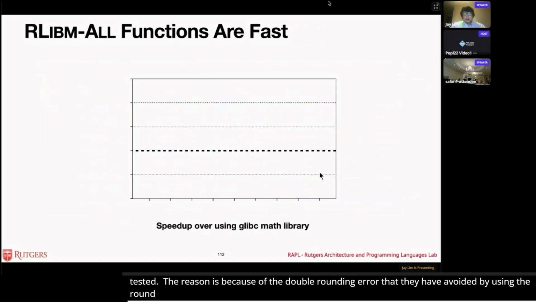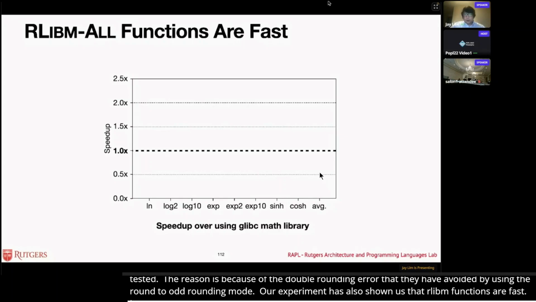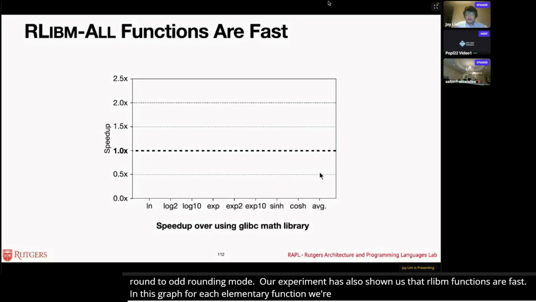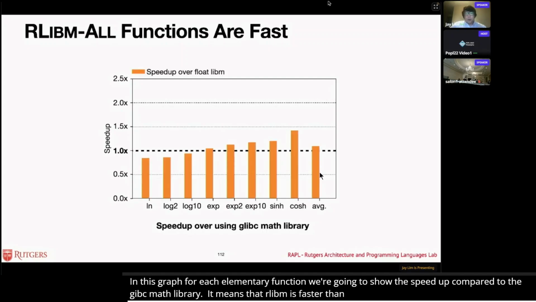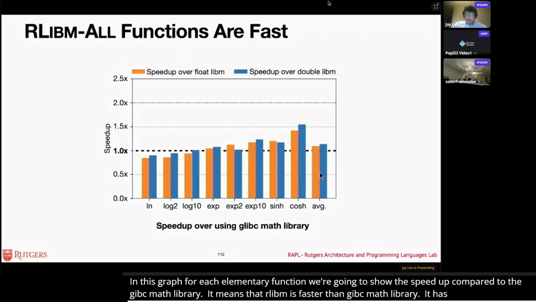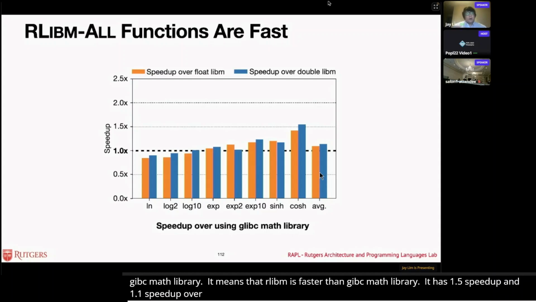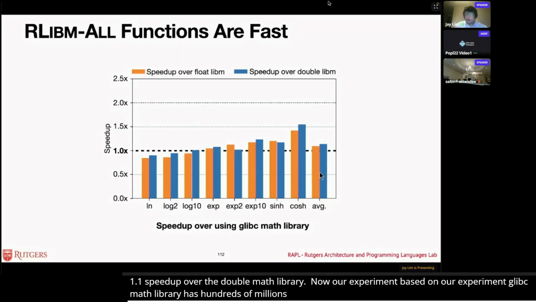Our experiment has also shown us that RLibMall functions are fast. In this graph, for each elementary function, we show the speedup of RLibMall compared to the glibc math library. Speedup above 1.0 means that RLibMall is faster than the glibc math library. On average, RLibMall has 1.05x speedup over glibc's float math library and 1.1x speedup over glibc's double math library. Now, based on our experiment, glibc math library produces wrong results for hundreds of millions of inputs, but RLibMall produces correct results for all the representations and rounding modes that we have tested. But still, RLibMall is faster than glibc.